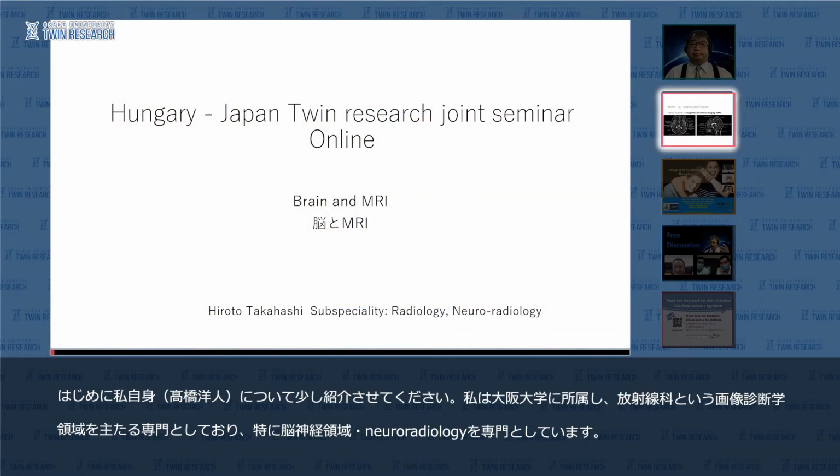First of all, let me introduce myself a bit. I'm Hiroto Takahashi from Osaka University, Japan. I'm a radiologist, and my subspecialty is neuroradiology. Neuroradiology is one part of the radiological field covering imaging of mainly brain and spine. So basically, it's imaging for the central nervous system.